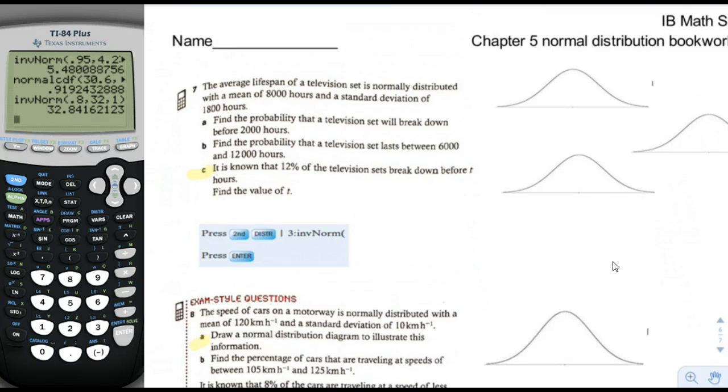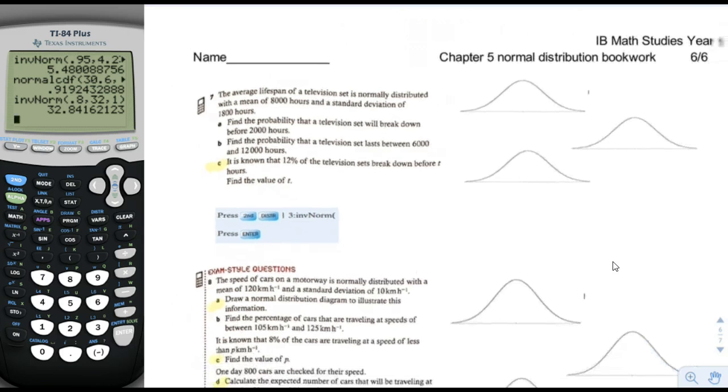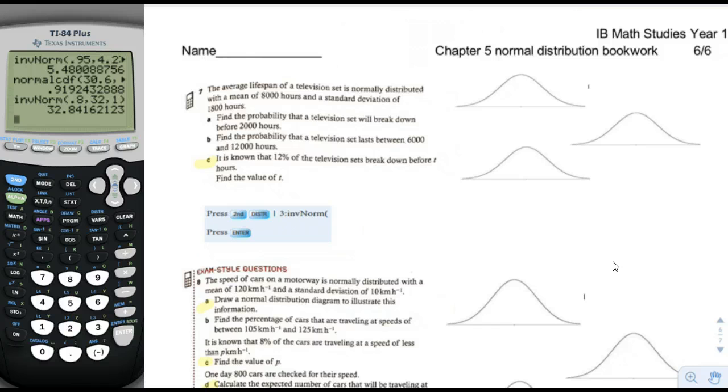Page 6, which is the last page of normal distribution. We're only going to do some of these because a lot of them are things that you're already comfortable with from doing so many problems on the previous 5 pages. So for example, for 7, I'm only going to do part C, because you're not so used to doing the inverse normal operation. So I'm just going to do that one.